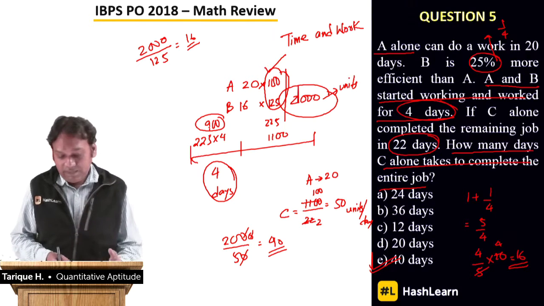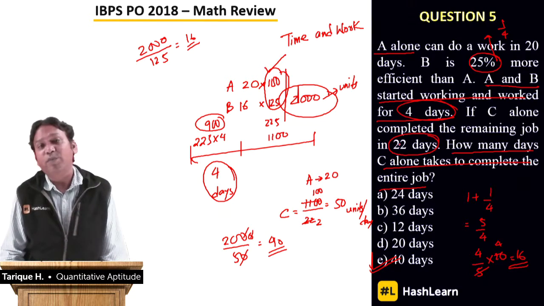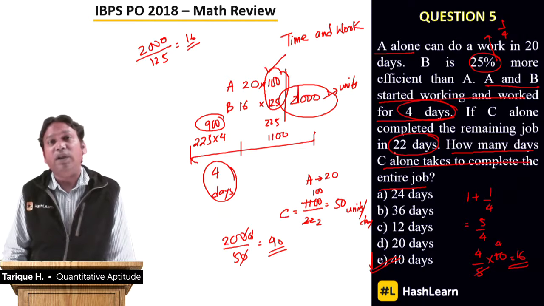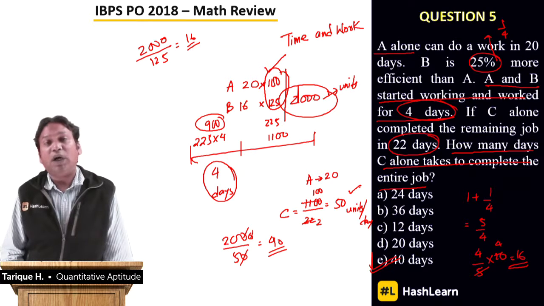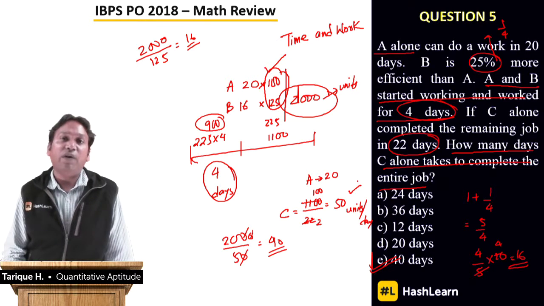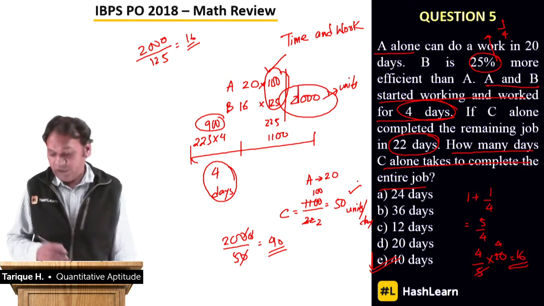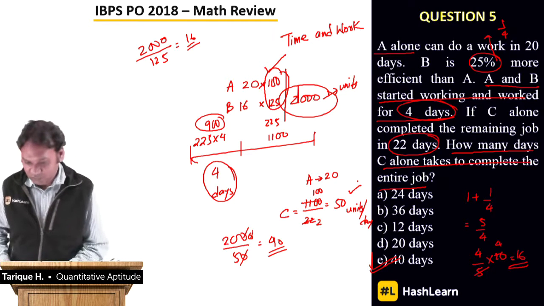And so if you divide 1100 by 22, why 22? Because C can do the remaining work in 22 days. We get the efficiency of C, which is 50 units here. And total work we know is 2000. So 2000 by 50 is 40. So 40 days is your answer. This is how you will approach question number 5.